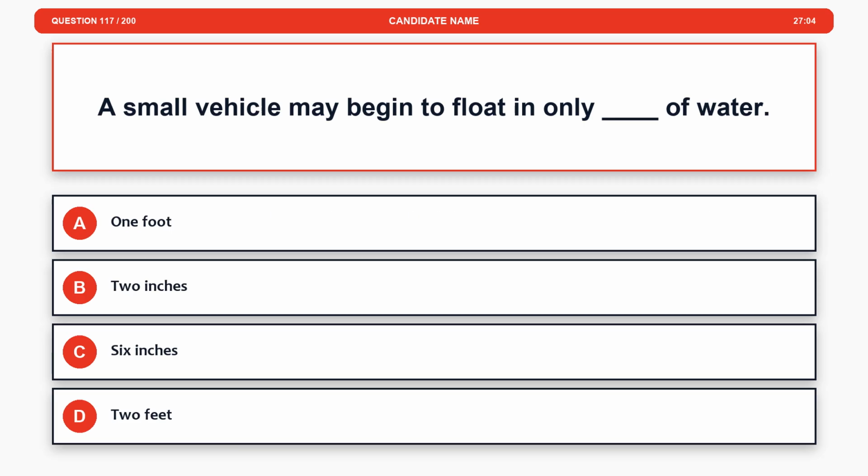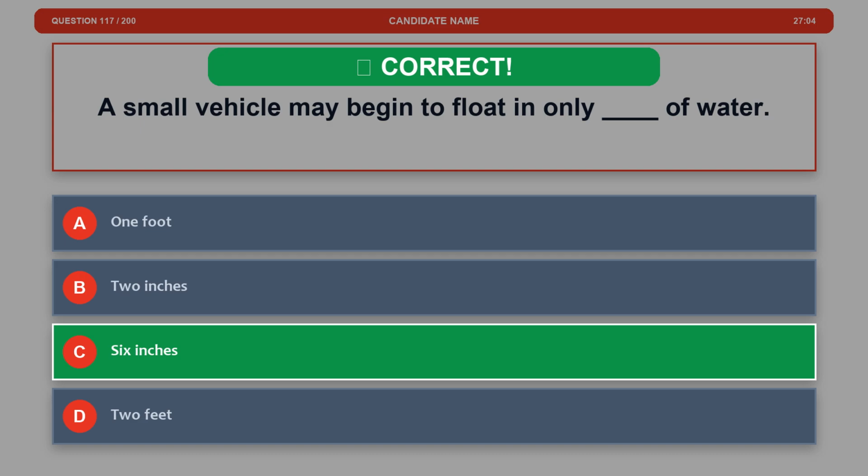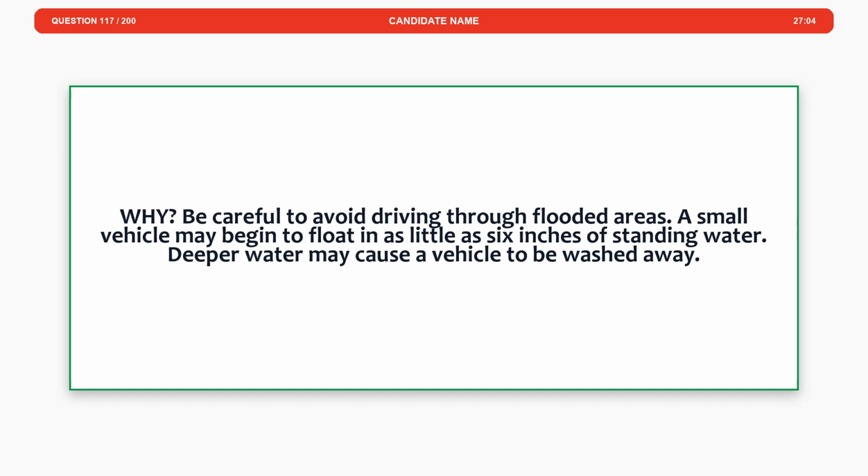Question 117. A small vehicle may begin to float in only blank of water. Option A, 1 foot. Option B, 2 inches. Option C, 6 inches. Option D, 2 feet. The correct answer is option C, 6 inches. Explanation: be careful to avoid driving through flooded areas. A small vehicle may begin to float in as little as 6 inches of standing water. Deeper water may cause a vehicle to be washed away.